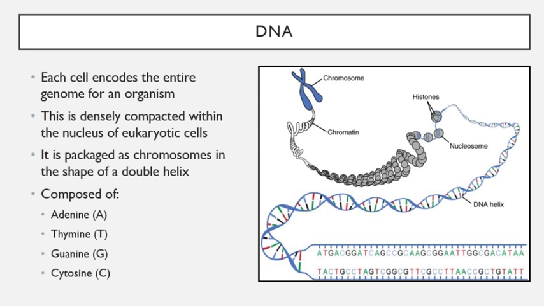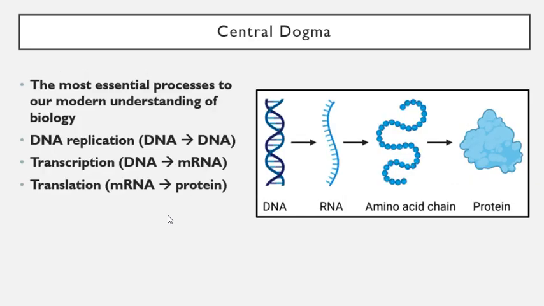Deoxyribonucleic acid. It encodes the entire genome for an organism, densely compacted into chromosomes, and it's composed of A's, G's, T's, and C's. This is a lot of basic stuff that you learn even in biology. The central dogma of biology is you go from DNA to RNA to amino acids to protein, right? Where this is the single structure. A lot of people couple the amino acids and the proteins together.